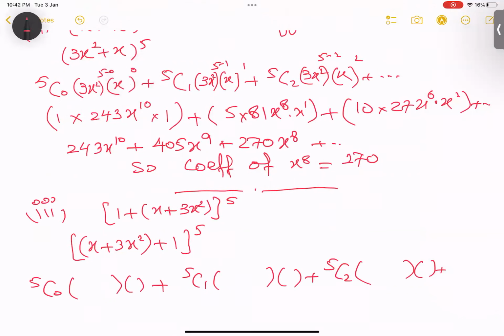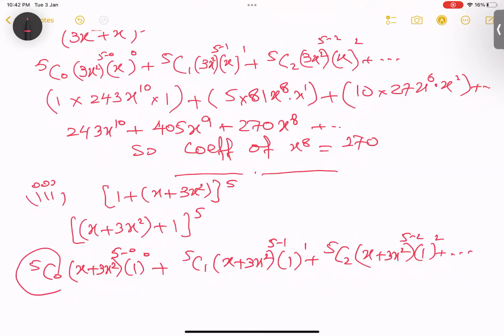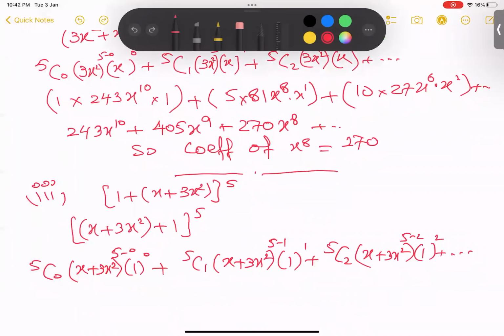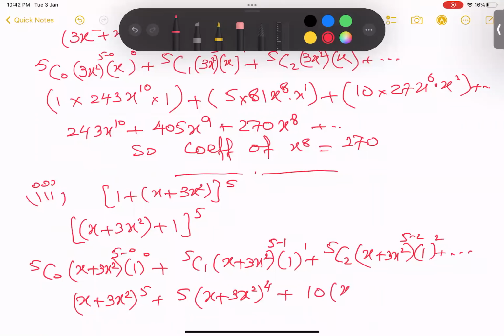I think the idea is clear. Okay, here I'm writing x plus 3x to power 2, here 1, here x plus 3x to power 2, here 1, here x plus 3x to power 2, and here 1. Here 5 minus 0, here 0, here 5 minus 1, so 1, here 5 minus 2, so 2. Now, if we check it carefully, 5C0 is 1, the sum to power 0 is 1, and what is left with us? It means x plus 3x to power 2, power 5 left. 5C1 is 5. Here, what is left? x plus 3x to power 2 to power 4 left. Here, 5C2 is 10, and x plus 3x to power 2, and here we got 3 left.